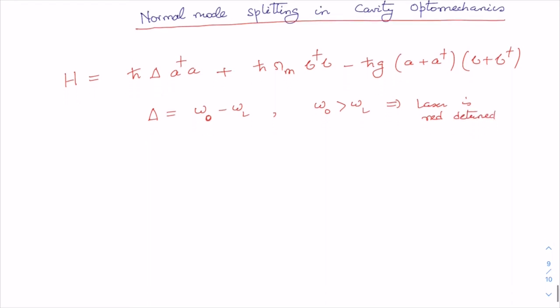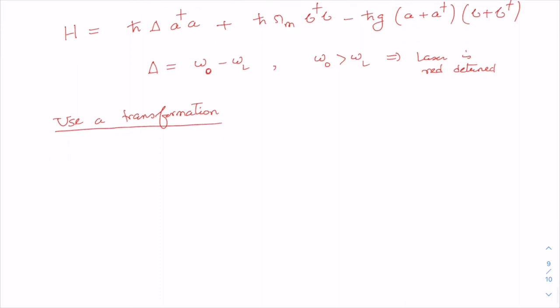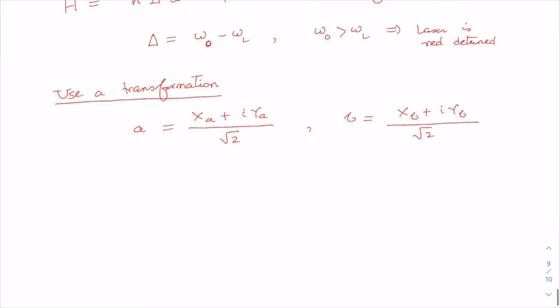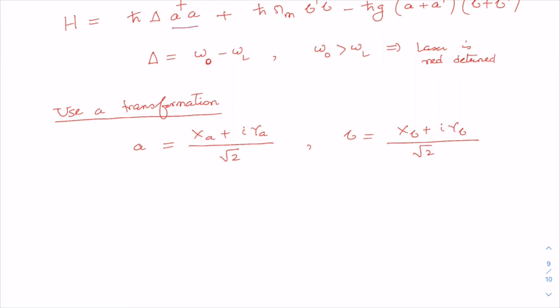Okay. Now, let us use a transformation. I want to write the Hamiltonian in a convenient form so that we can diagonalize it. So let us follow the procedure. Let me write the annihilation operator of the optical cavity in terms of the quadratures. So A is (xa plus i ya) divided by square root of 2, all these are operators, and for the mechanical oscillator part we have B is (xb plus i yb) divided by root 2. Then let me find out A dagger A and B dagger B first.